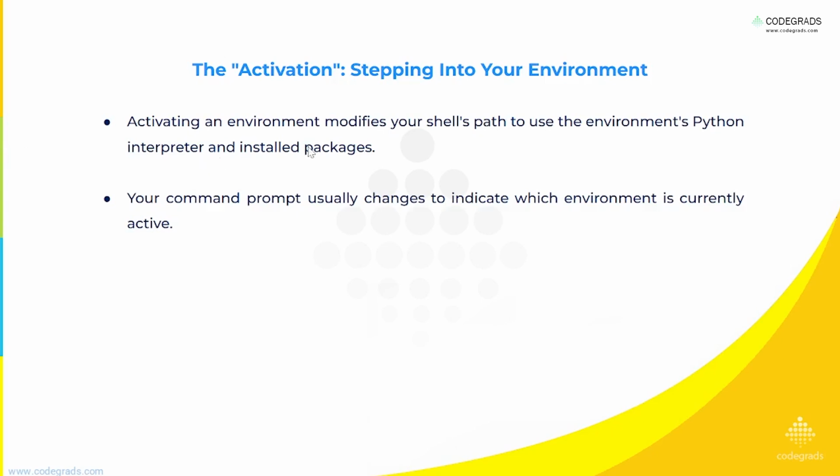Now the activation, that is stepping into your environment. Activating an environment modifies your shell path to use the environment's Python interpreter and installed packages, and your command prompt usually changes to indicate which environment is currently active. So before using it, you must activate the virtual environment. For Windows, we have a different command. For macOS or Linux, we have a different command. And after activation, your terminal will show myenv at the beginning. So in this way, we can activate the environment.